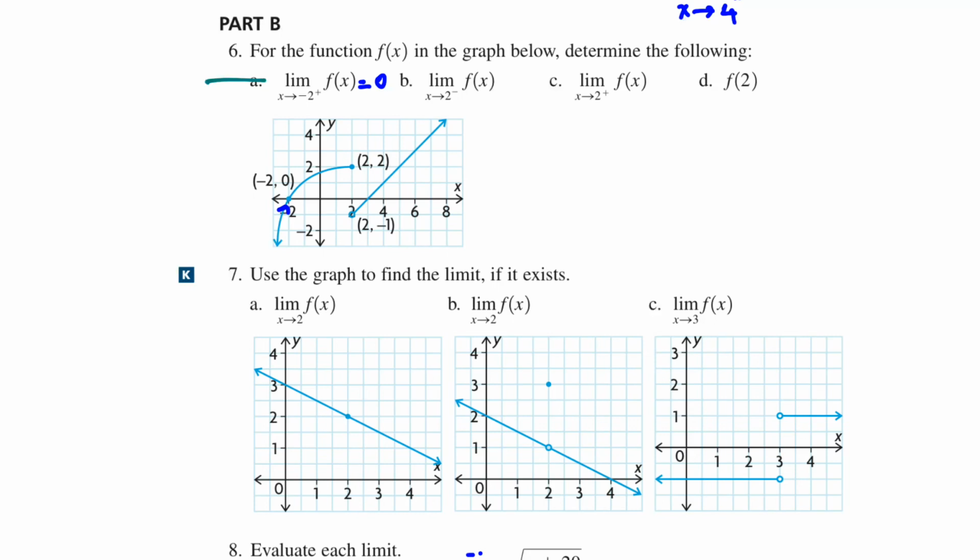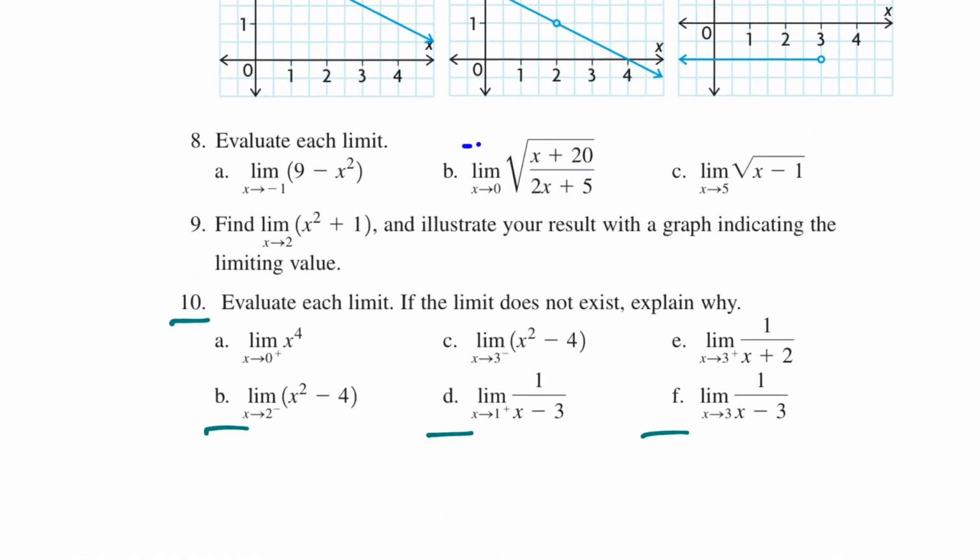Limit of f of x as x approaches 2 from the left side. As x approaches 2 from the left side, f of x approaches 2. And as x approaches 2 from the right side, f of x approaches negative 1. F of 2 is negative 1. Limit of f of x as x approaches 2 does not exist, since the right side and left side limit are not the same.